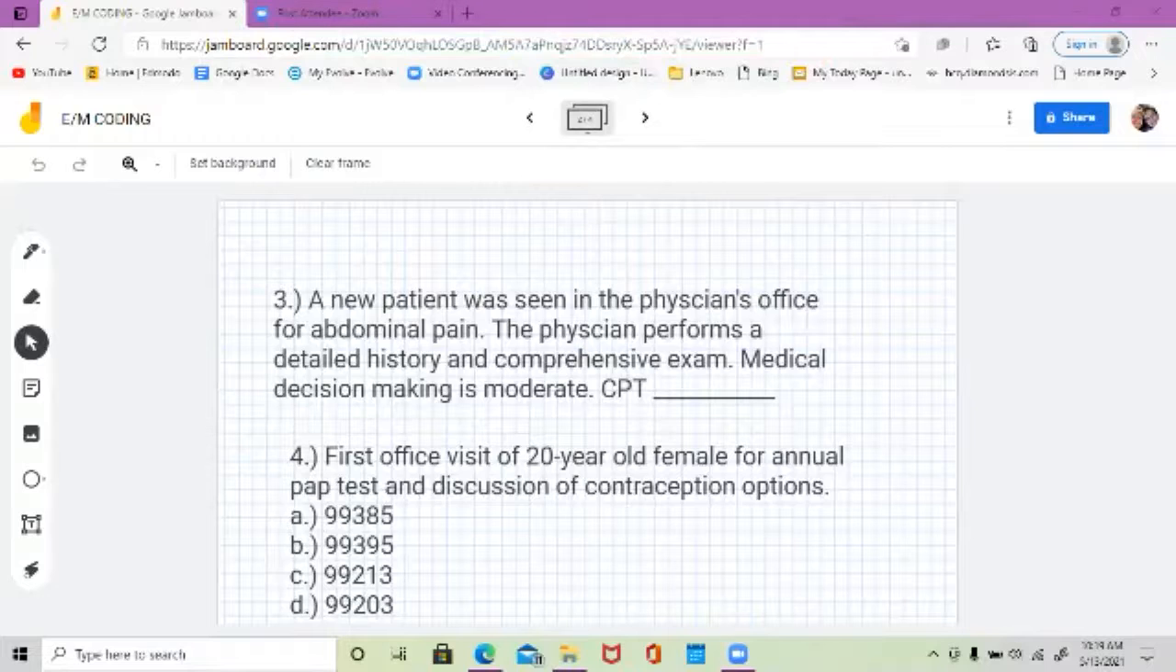395. Okay, and I think it's B. 18 to 39. I think it's B. It's a first office visit, so it's a new patient. Once you get settled in, I'd be happy to write a little article. Who thinks it's A? New patient. Okay. I do. 385 and 395. What's the difference?